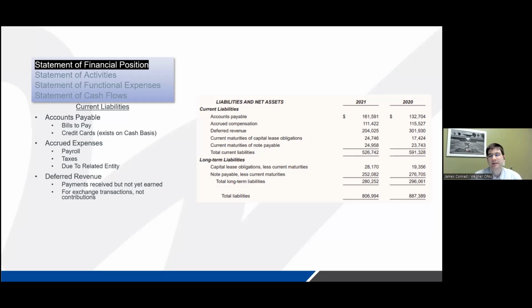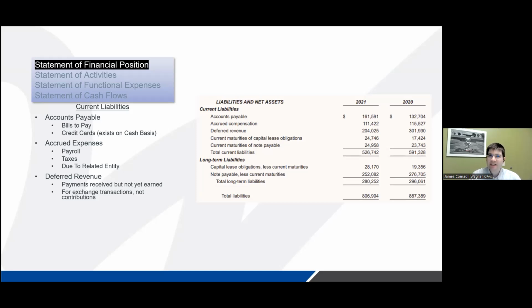And then we're going to talk about deferred revenue a little bit here. So deferred revenue is money that you've received in, but you haven't earned it yet. So it's almost the flip side of prepaid expenses. A wrinkle here as well is it's for exchange transactions and not contributions. So I'm going to take a little sidebar here and go over what that means. Exchange transactions are for services. You are getting reciprocal benefit to who is paying you. Whereas a contribution is money basically going one way and they're not expecting anything in return.